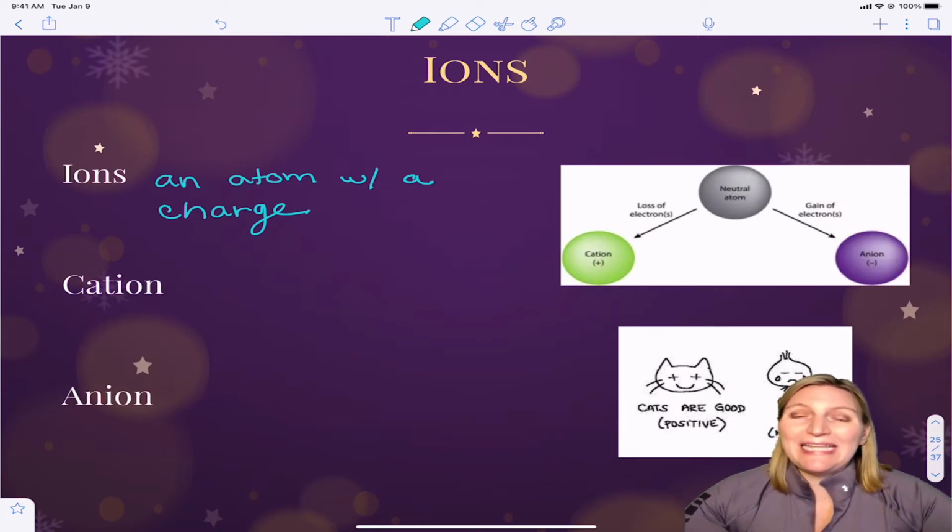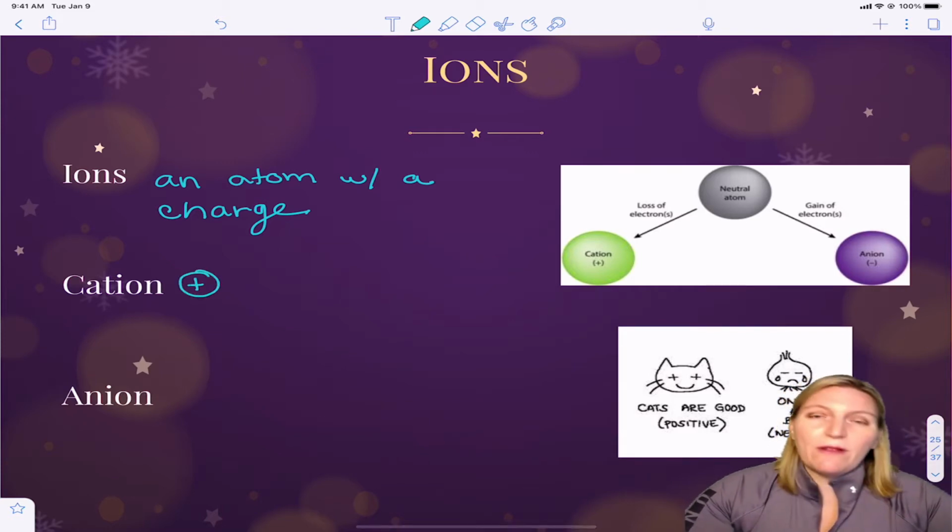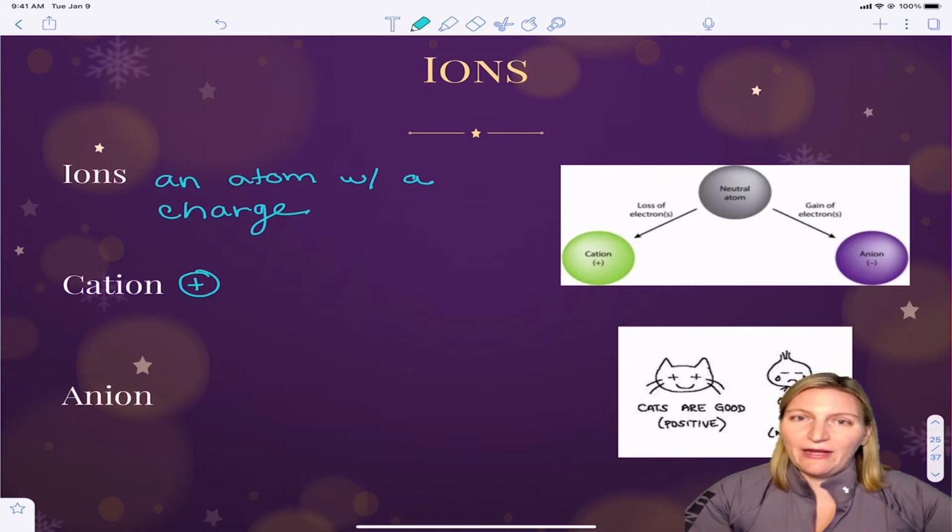Atoms can sometimes gain electrons or they can lose electrons. And they always do this in order to have that full outermost energy level. When an atom has a full outermost energy level, it is the most stable. So it can either gain electrons or lose electrons. We have different names for positive and negative ions. So a cation is the name for the positive ion.